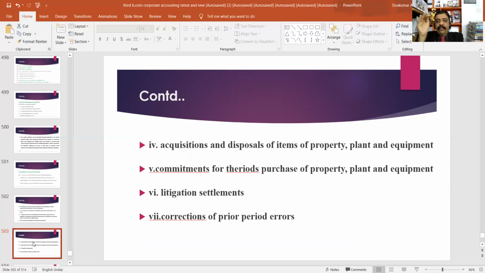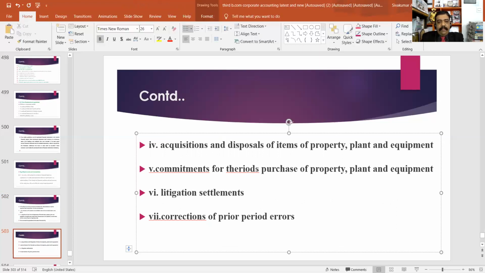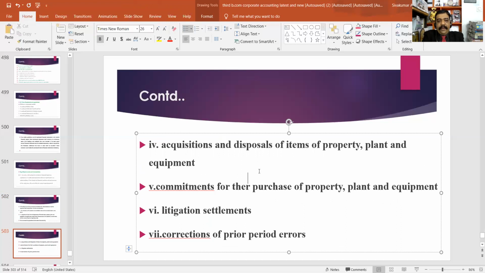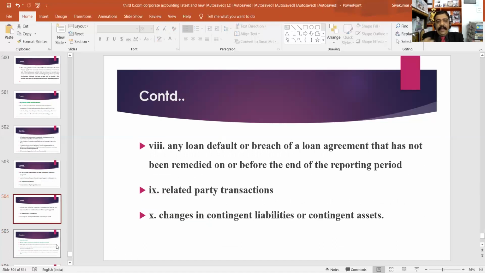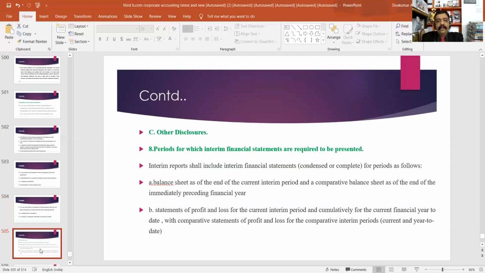Then acquisition and disposal of items of property, plant and equipment, and commitments for the purchase of property, plant and equipment. Likewise, litigation settlements, corrections of prior period errors. Then any loan default or breach of a loan agreement that has not been remedied on or before the end of the reporting period, related party transactions, changes in contingent liabilities or contingent assets, and other disclosures. Okay.